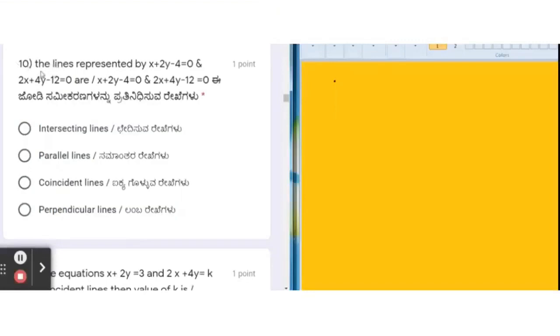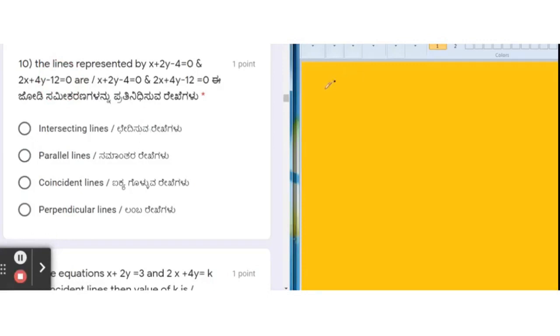Now the 10th question. In this model paper, pair of linear equations starts with 10th question. This question paper was shared by DDPI office, Bangalore. The question says the lines represented by x plus 2y minus 4 is equal to 0 and 2x plus 4y minus 12 is equal to 0 represent what type of lines? In the graph, the pair of linear equations might be intersecting lines, parallel, coincident, or perpendicular. So we have to check the types of lines.